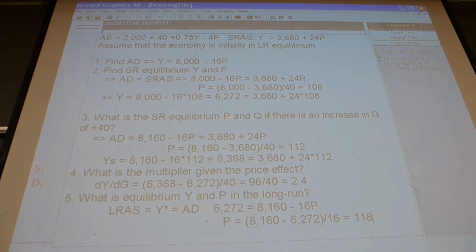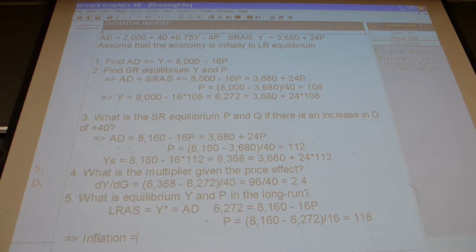Okay, then, what is inflation in the long run? Inflation is the rate of change of prices, the percentage change of prices. What is the inflation rate? You guys know. Figure it out. Yeah, 9.2%. How'd you do that? Divided 118 by the initial 108.